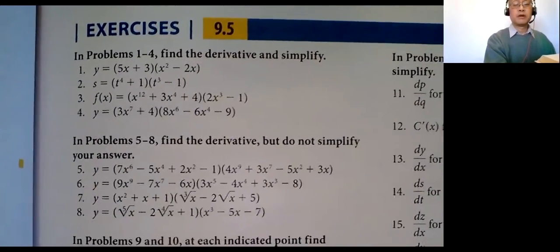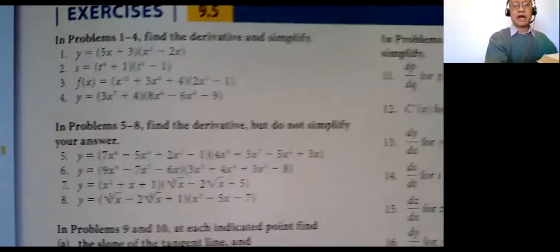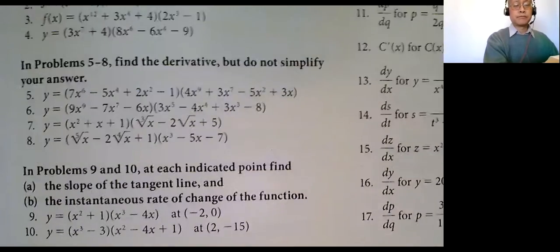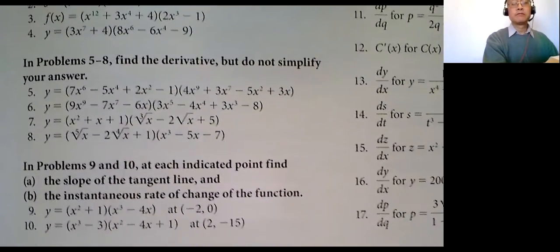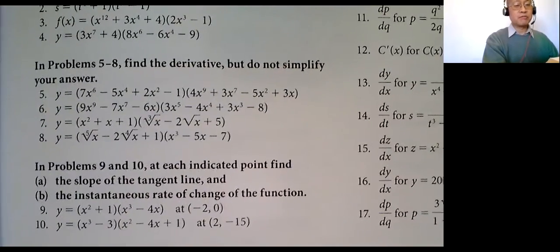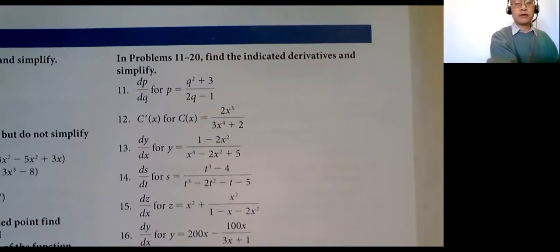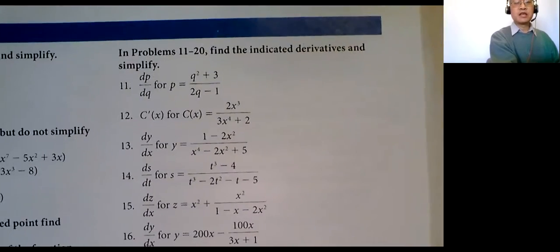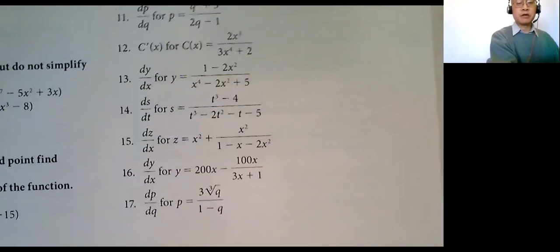Find the derivative. Sometimes it says simplify, sometimes it doesn't. If it's really, really messy, I won't have you simplify. Language for 9 and 10: slope of the tangent line, derivative. Instantaneous rate of change, derivative. So again, the answers to A and B are going to be the same. Okay, 11. Don't get scared by that D notation. It still means derivative. So like 11, it says dP dQ, or 13 dy dx, or ds dt. It still means derivative.